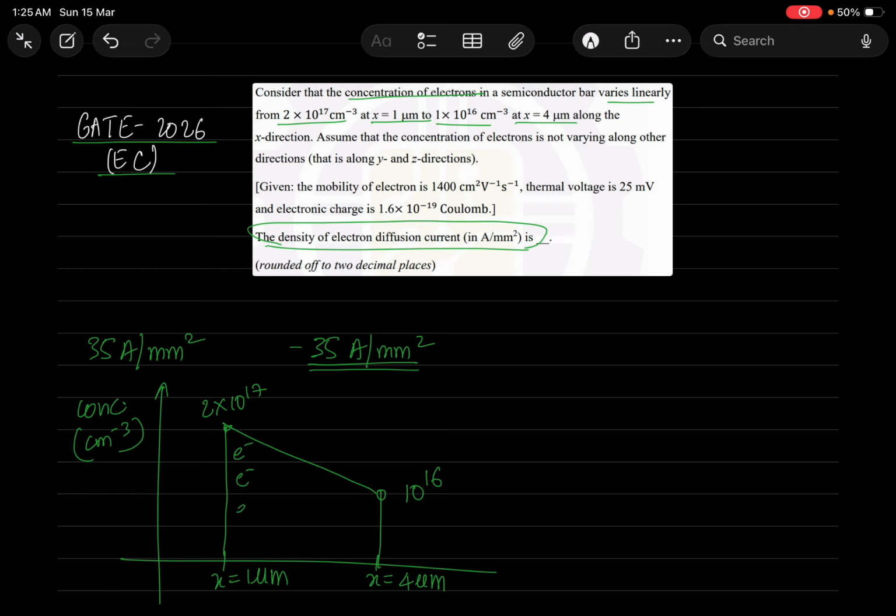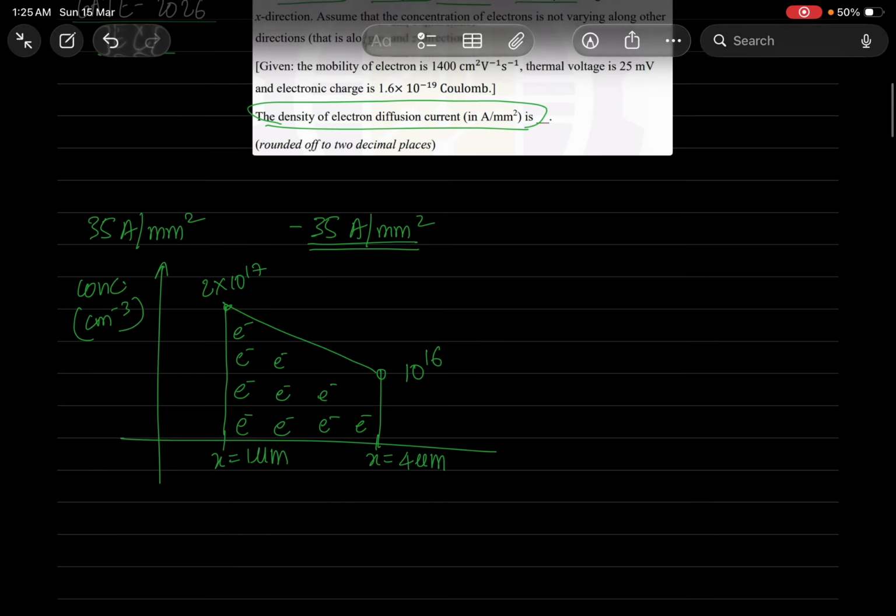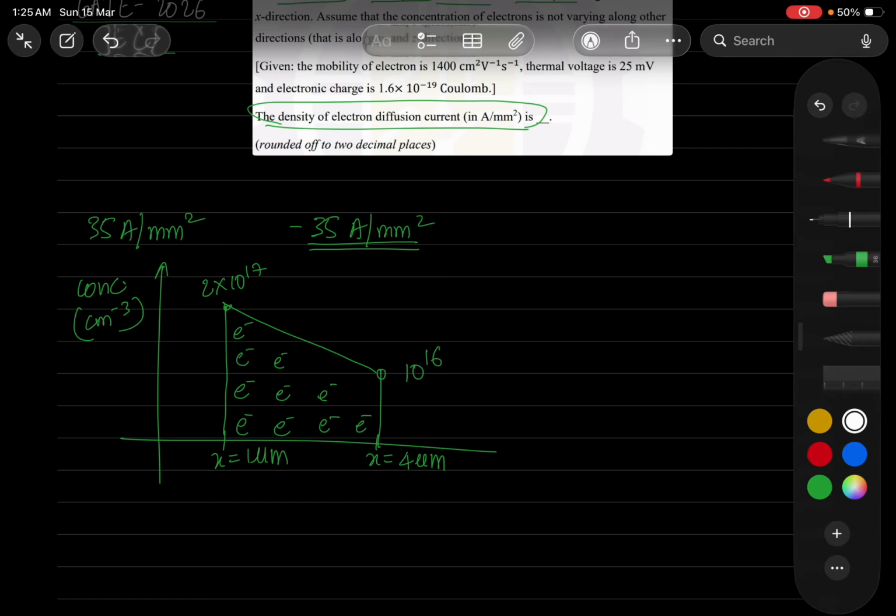So here we have electrons. We can clearly see that the concentration at x equal to 1 micrometer is higher than the concentration at x equal to 4 micrometers. And we know that the diffusion of charge carriers occurs from higher concentration to lower concentration. So the electrons are going to diffuse like this. That means the electrons are moving from left to right.